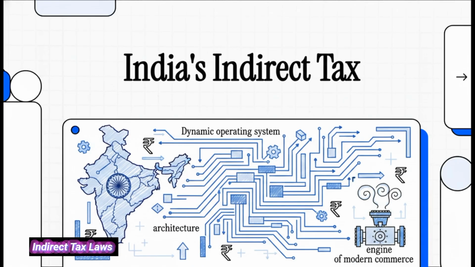Welcome to another Explainer. I am so glad you're here. Today, we're diving into the fascinating world of the Indian indirect tax system. Now, I know what you might be thinking. Taxes? Really? But stick with me here, because we're going to look at this not just as a dry set of statutory rules, but as the evolving, highly dynamic operating system for one of the most massive economies on the planet. When you understand this architecture, you really understand the engine of modern commerce.